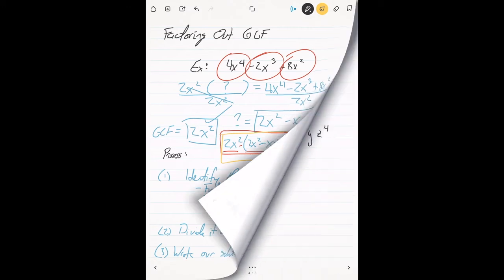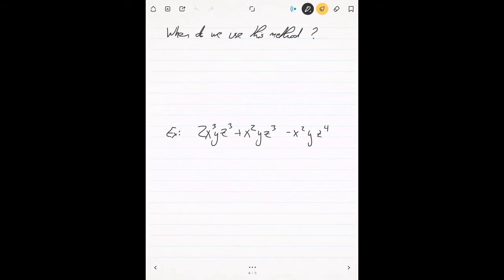Let's keep this idea going, and let's try a couple other examples. And then I want us to answer the question of, when do we use this technique for factoring by a GCF? So first up, let's take a look at this trinomial, a bit more elaborate. It's multivariable. We have a 2x cubed y and z to the cube. We have an x squared, a y, and a z cubed. And then we have an x squared, a y, and a z to the fourth.